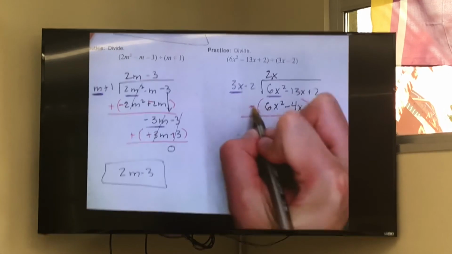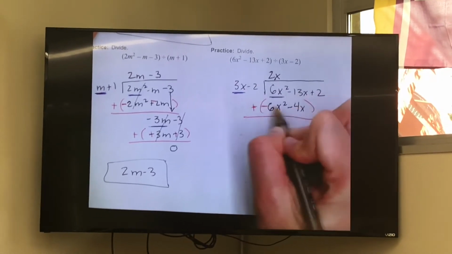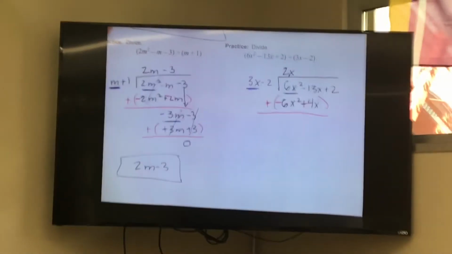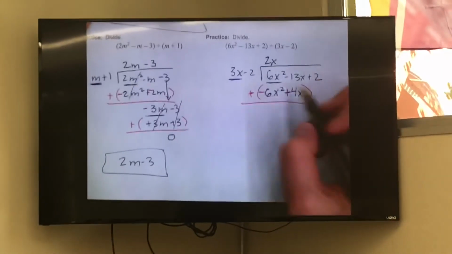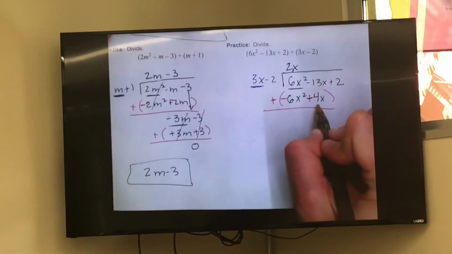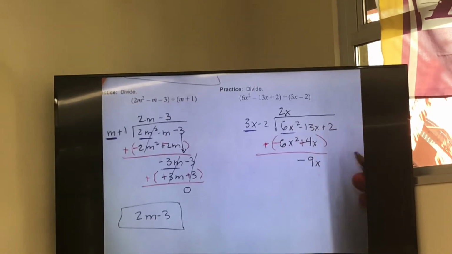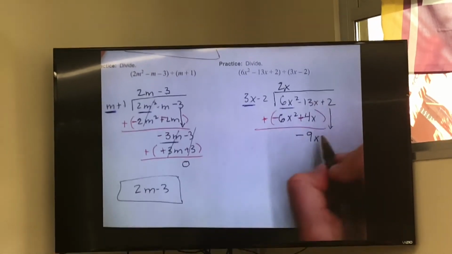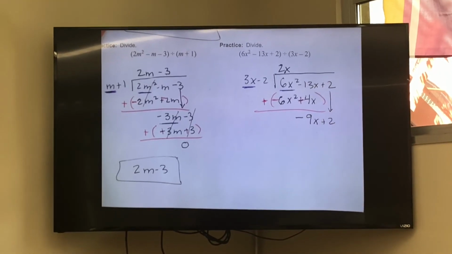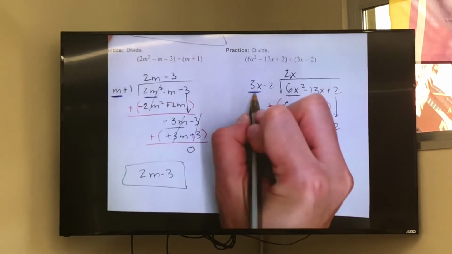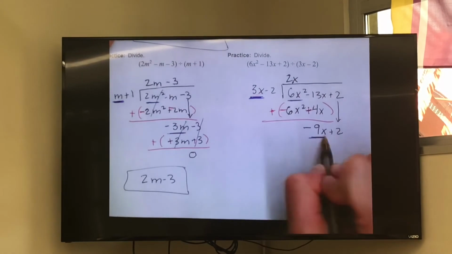When you're subtracting, you distribute the negative, so every term changes sign. As we expect, those cancel. Negative 13x and a positive 4 is negative 9x, and then I bring down my plus 2. Again, main idea here is you need to think front term into front term.